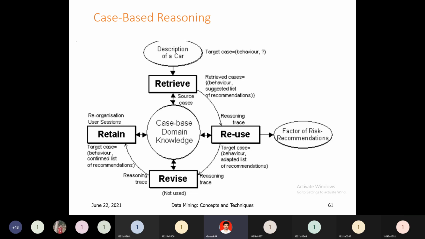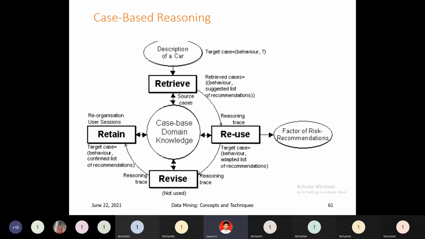Next, revise the reasoning trace, so that is not used. In those 10 values, which values you will use and which values you will not use, you just revise once. So that is the next R. Next is retain. Retain is nothing but confirming the list of recommendations. So finally, you will confirm some recommendations and go through these values.